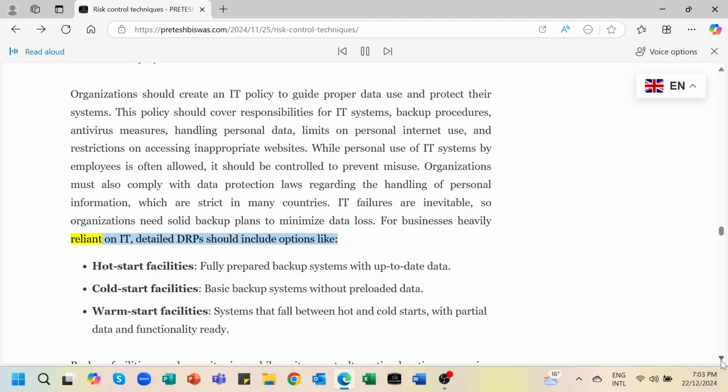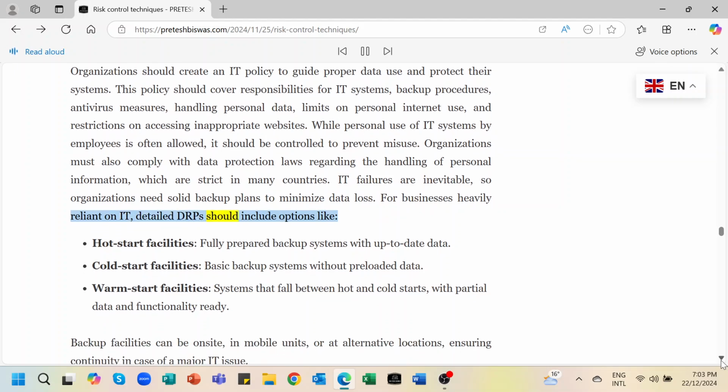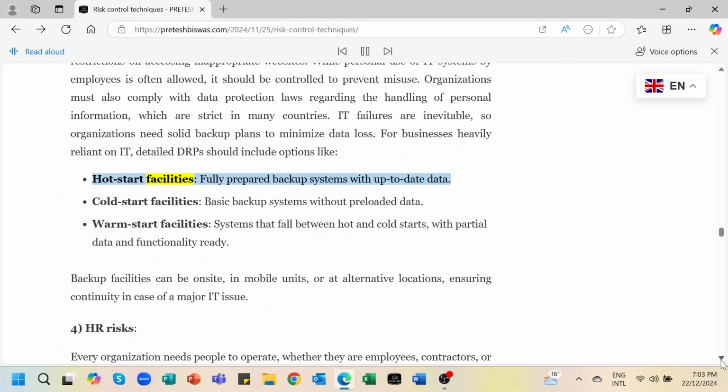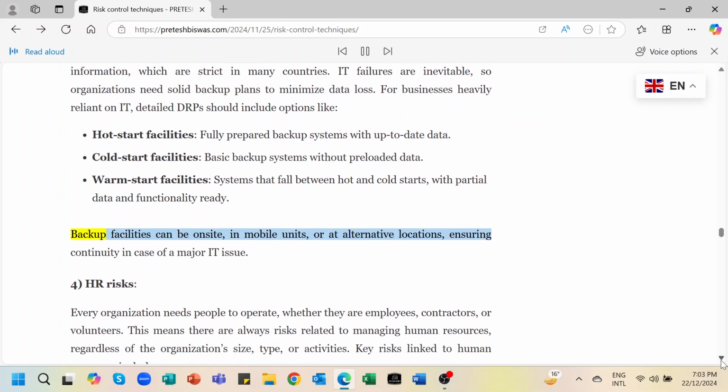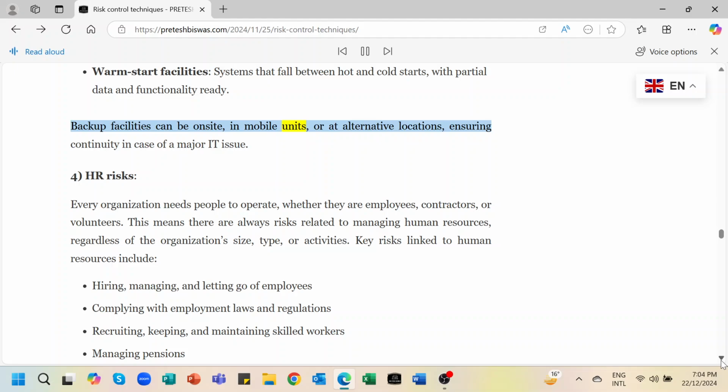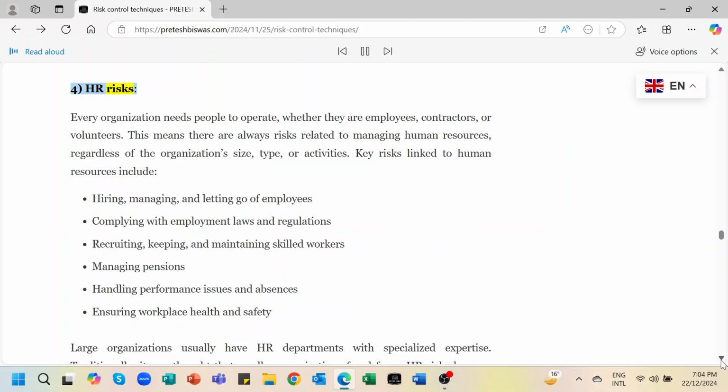For businesses heavily reliant on IT, detailed DRPs should include options like hot start facilities, fully prepared backup systems with up-to-date data, cold start facilities, basic backup systems without preloaded data, warm start facilities, systems that fall between hot and cold starts with partial data and functionality ready. Backup facilities can be on-site, in mobile units, or at alternative locations, ensuring continuity in case of a major IT issue. 4. HR risks. Every organization needs people to operate, whether they are employees, contractors, or volunteers.